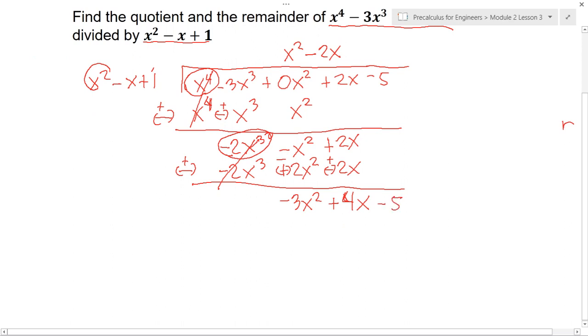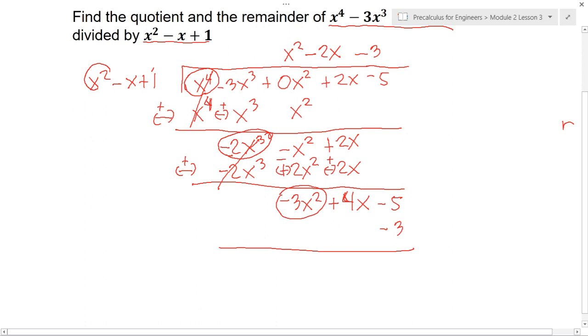Then find again another factor that would multiply to our divisor. The leading term of our divisor will result to negative 3x squared. So ano pala yung divide natin? Siyempre, negative 3 na lang. Kasi x squared na siya. So negative 3 times 1, negative 3.